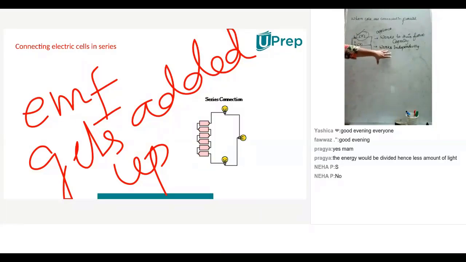And the second best part of connecting appliances in parallel is they work independently, and the working of one appliance will not affect the working of the other. Which means if there is a problem with the first bulb, if somewhere it is broken, the second bulb will continue to glow because that is independently connected to the battery. As long as it is having power supply, this will continue to work.